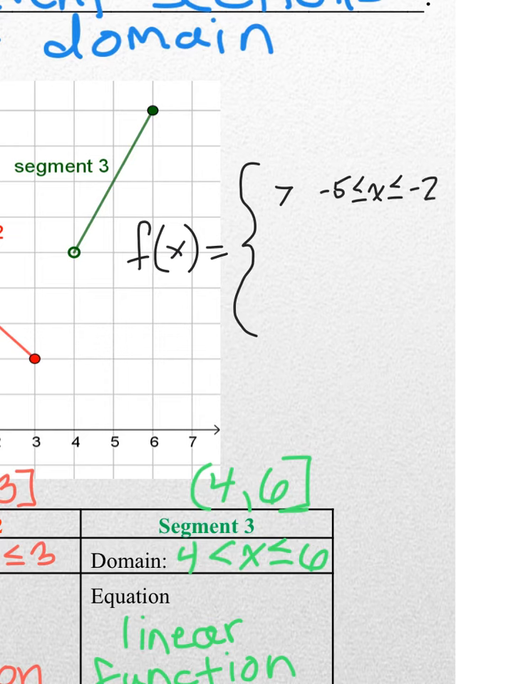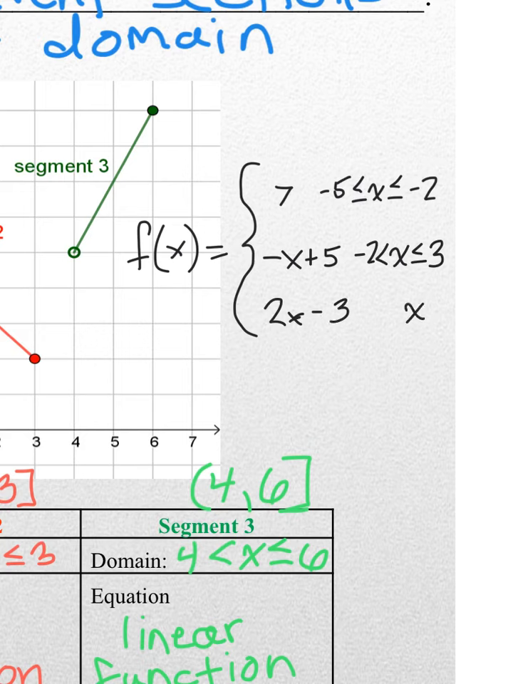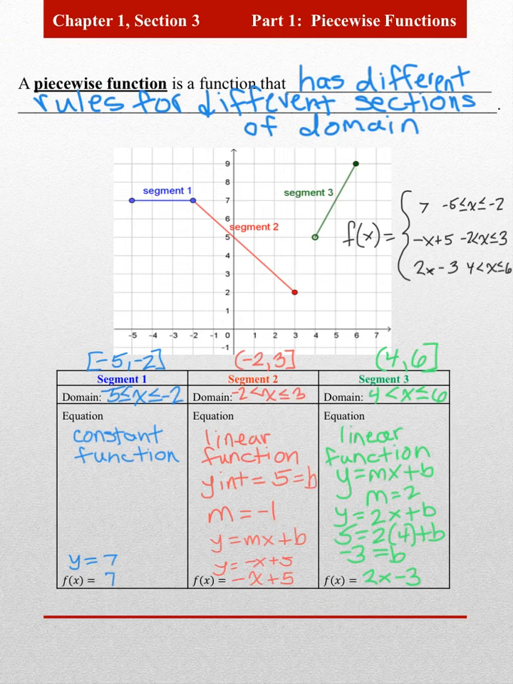Likewise, f of x equals negative x plus 5, and that's true for all the values of domain such that x is greater than negative 2 and less than or equal to 3. And finally, the last piece is f of x equals 2x minus 3, and that's true for all values of x such that x is greater than 4 and less than or equal to 6. And so that is piecewise functions.